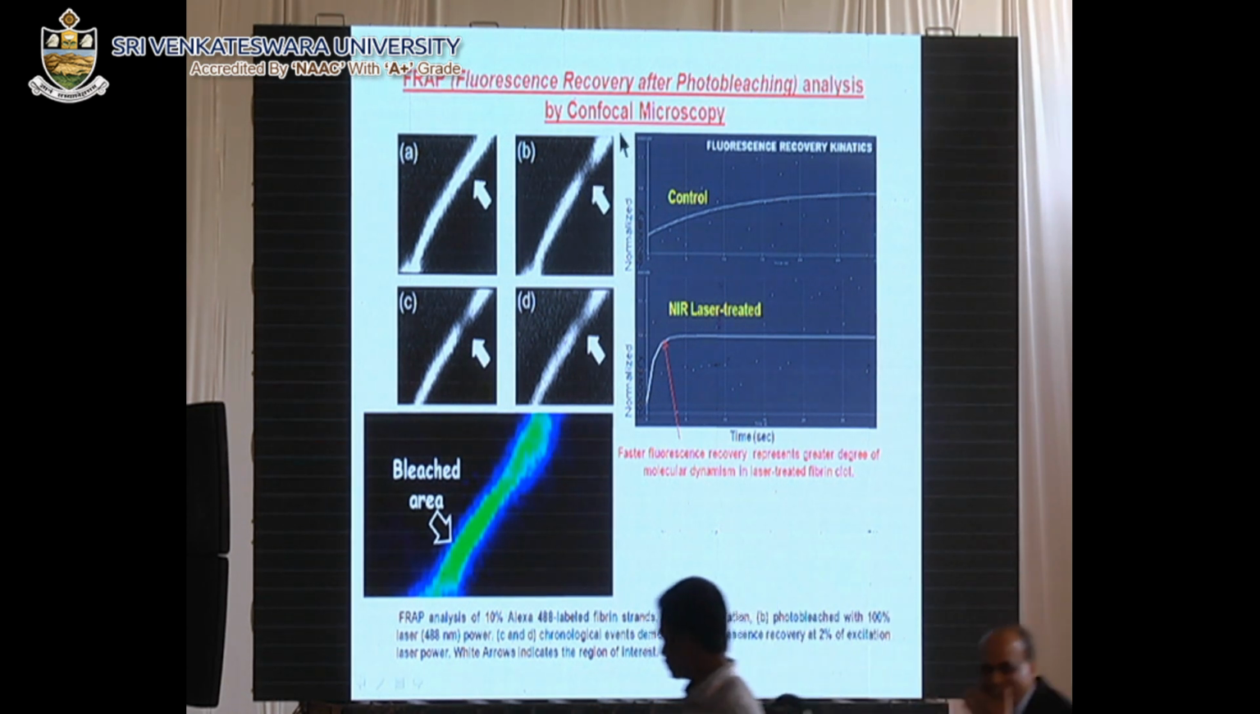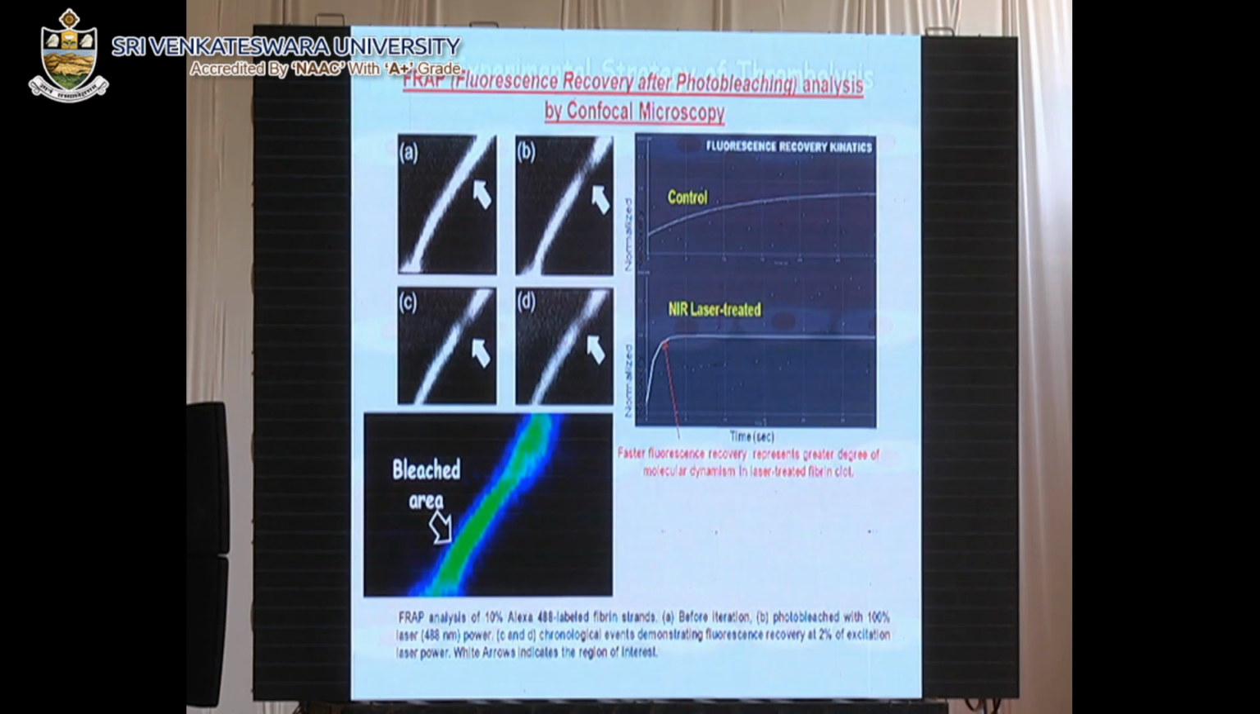This is the fluorescent fibrin. You bleach the strand, and now after some time you see this is recovered. So this shows that by heating there is a dynamism of the fibrinogen.